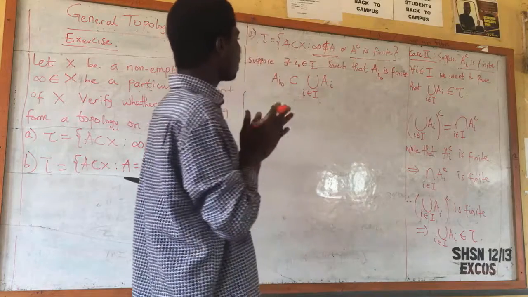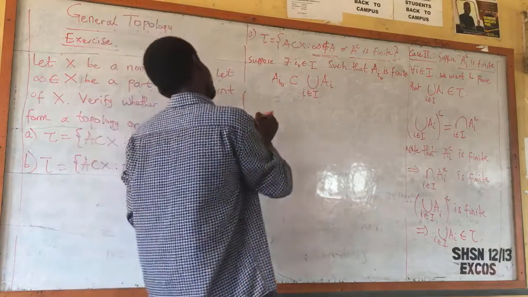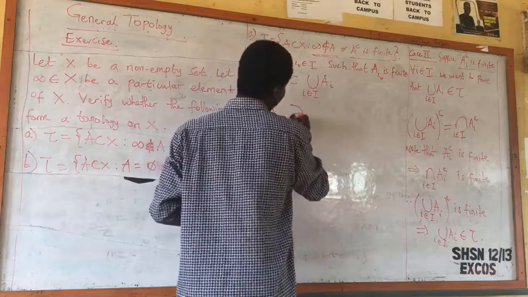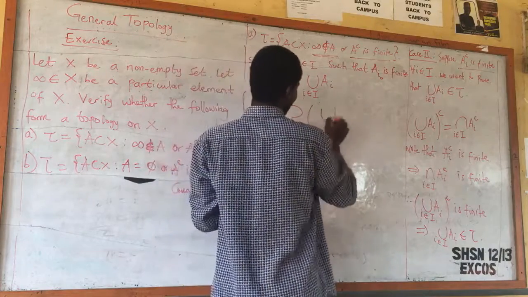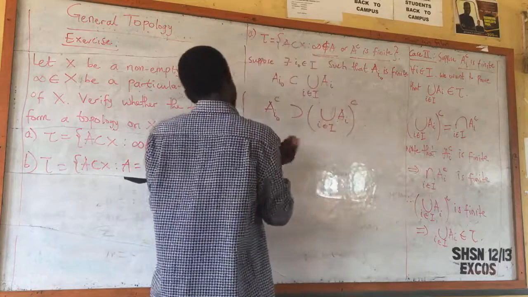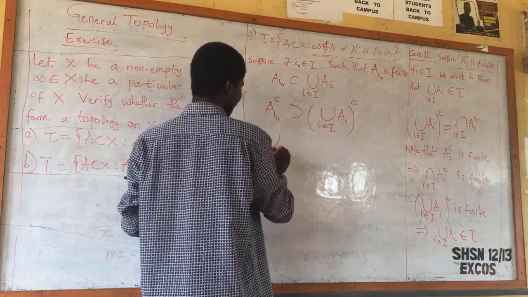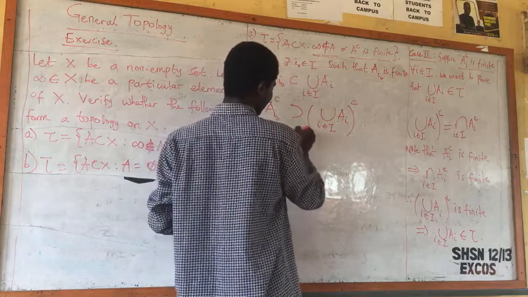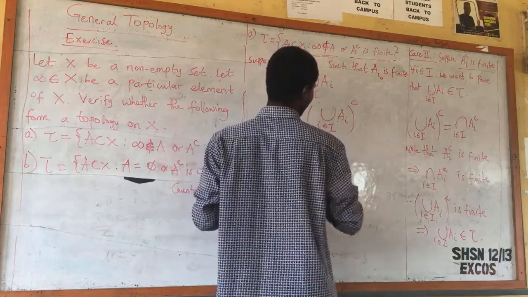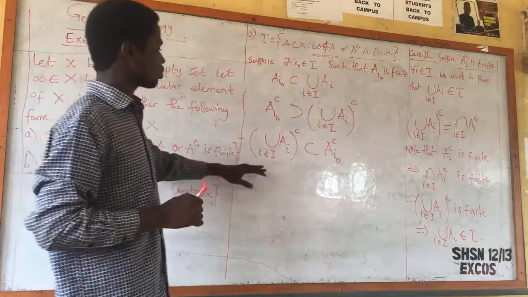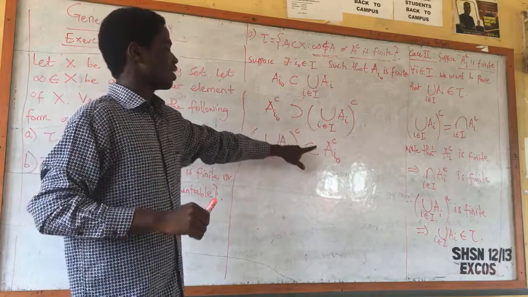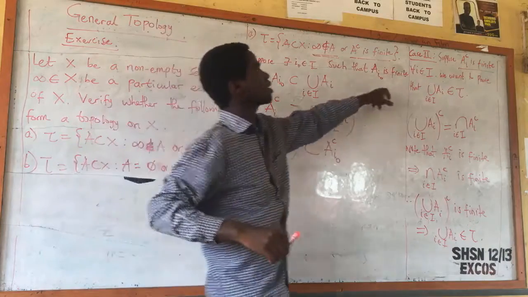So you will now take the complement of both sides. This one will become A_{i_0} complement. When you take complement, the inclusion changes to a superset. So let me write it: this one will be the complement of the union of A_i for i in I, and this one will now be inside A_{i_0} complement. So you can see that the arbitrary union complement is a subset of this, but this one is finite.